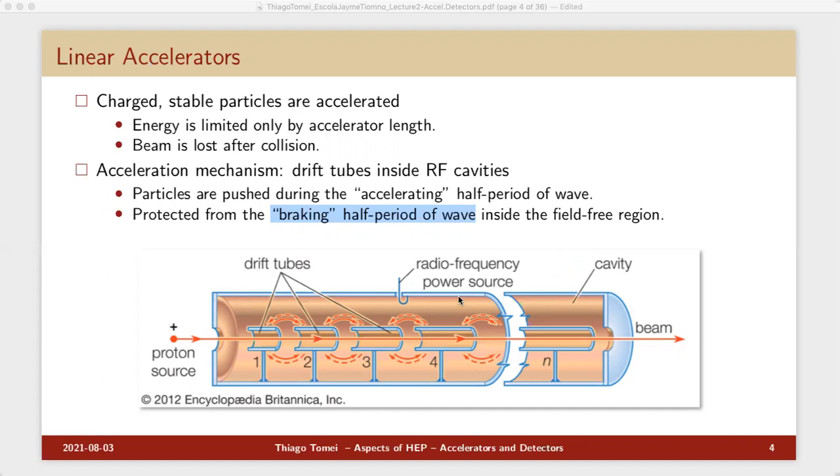This works, and this is the state of the art. This is literally what's used at LHC right now. And then what's the key? The key is that you have plenty of these one after the other, and the particles get pushed from one to the other, getting more and more energy. What's the problem? First, Thiago, yes?